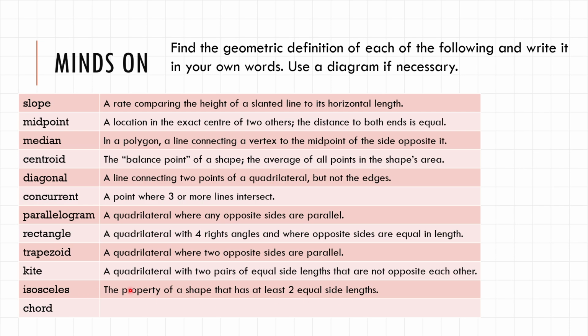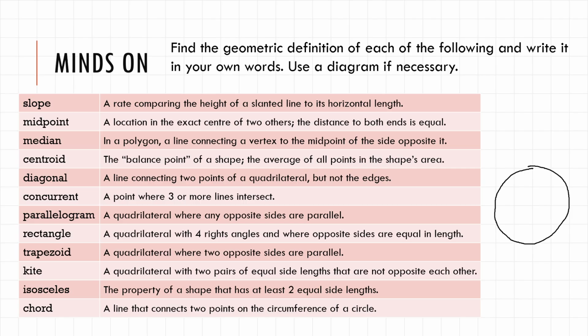And finally, a chord in geometry, not in music. In music, a chord is two or more notes struck at the same time. But in geometry, a chord is a line that connects 2 points on the circumference of a circle. So let me just draw a quick circle here. Any 2 points on the circle, not necessarily the points at the ends, but even this point and this point right here, if we were to connect those with a line, that right there would be a chord.